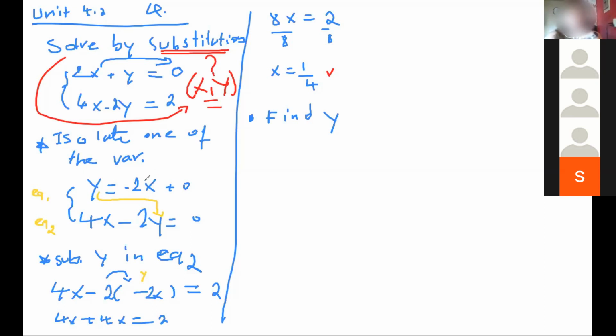We're just going to need the value of x, which we know. Plug it into this, and we're done. If you use this one, it would be a lot of work. If we decided to use this, you'll have to.